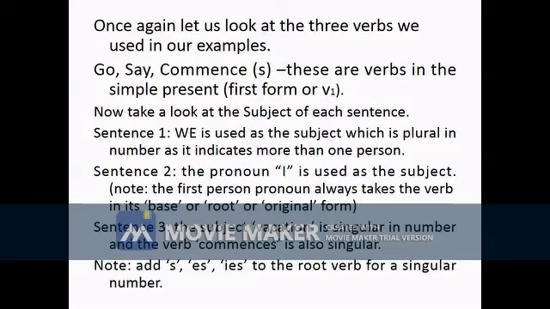Sentence 2, the pronoun I is used as the subject, and note the first person pronoun always takes the verb in its base or root or original form. Sentence 3, the subject vacation is singular in number, and the verb commences is also singular. Make a note of this. Add s or es or ies to the root verb for a singular number.